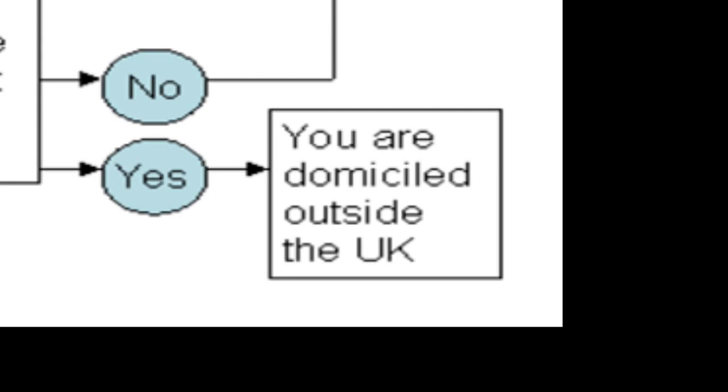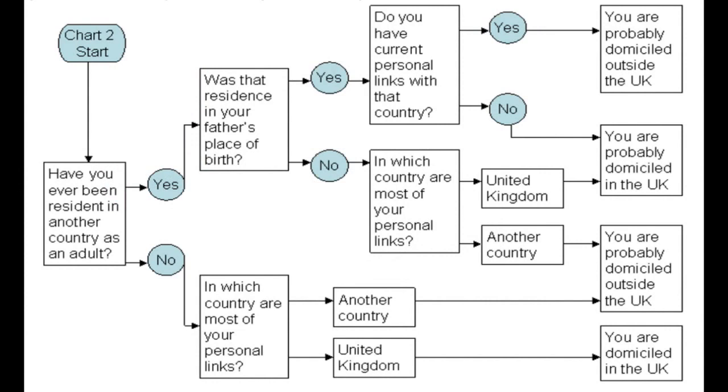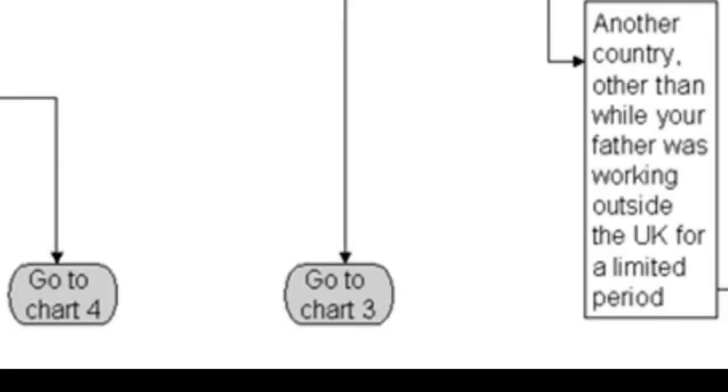Now this just underscores, and it is the case, that all of these concepts are different. The concepts of indefinite leave to remain, of tax residency, of domicile, and of citizenship are all distinct concepts, so you can have one without having the other. Now, just to highlight that point, let's go back to chart 1.